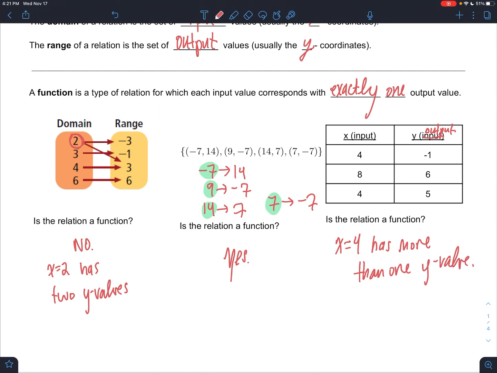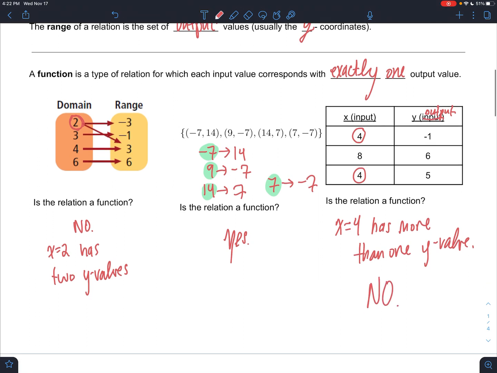A function needs to be given step by step. It's not very smart. All it knows is what you give it as an input, and that goes to exactly one output. If there's any sort of confusion, like with 4, it's not clear if 4 should go to -1 or to 5, and that uncertainty is what makes it not a function. So this is no.